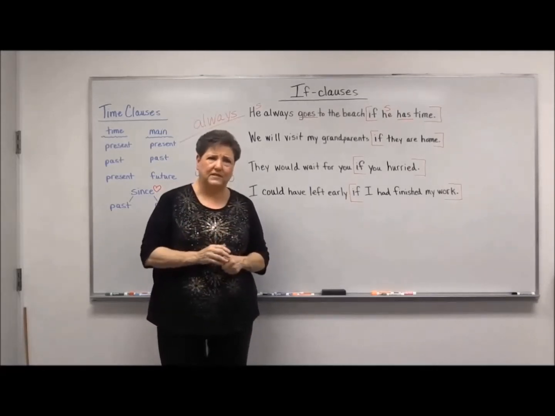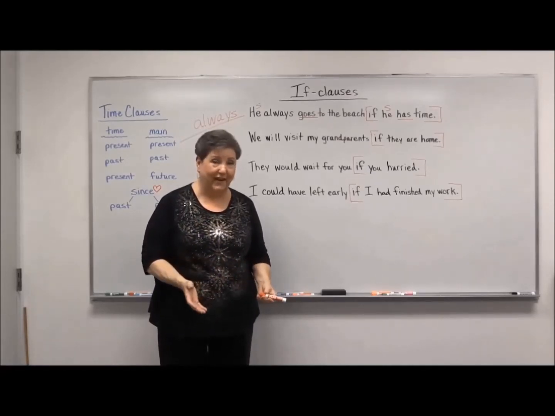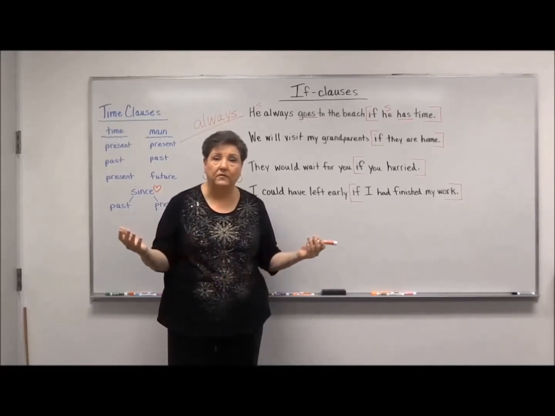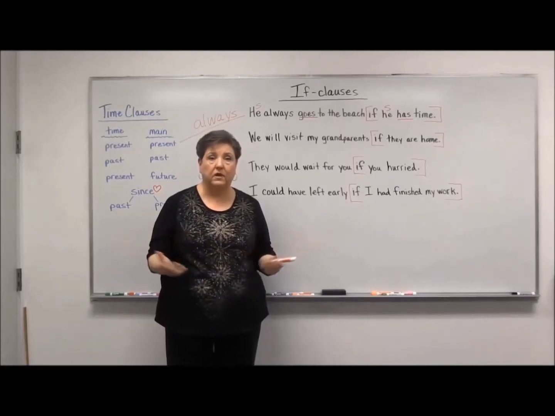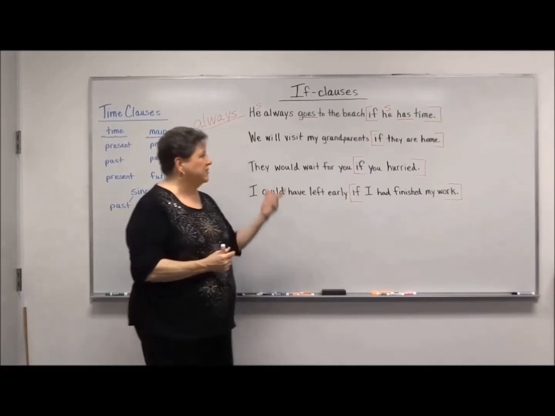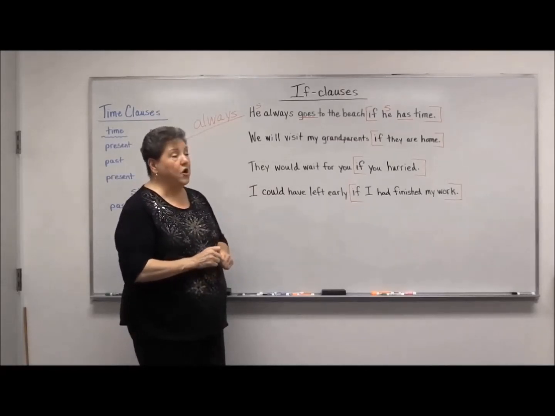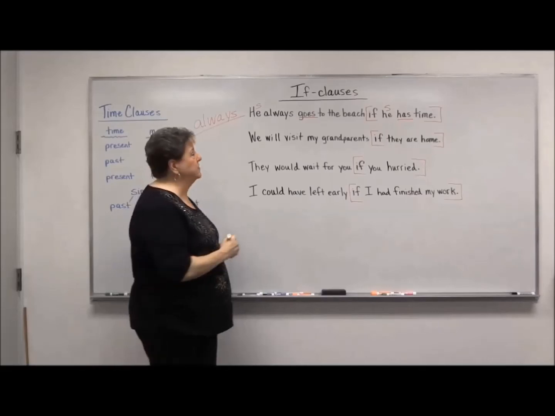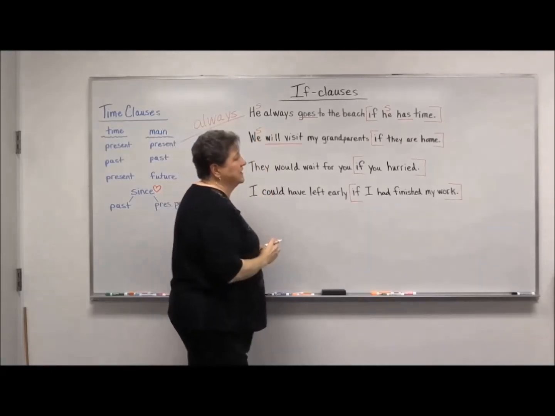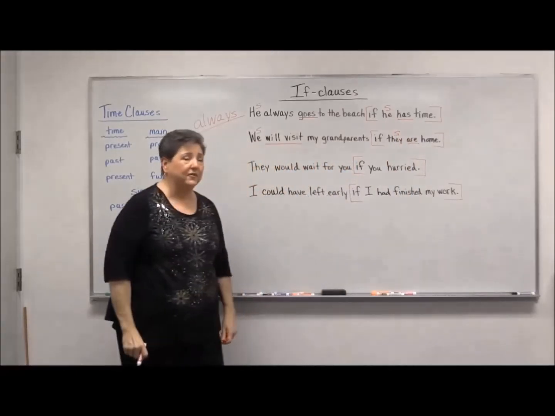Remember what the simple present tense means? You were surprised when I showed you the simple present tense doesn't mean now. Present progressive means now. The simple present tense means always. Something that's usually true. Well, that happens when you have two present tenses in these clauses too. Same meaning. So look at the second meaning. We will visit my grandparents if they are home. What's the first verb you see? Future. Who? We will visit. What's the second verb you see? Are. They are. What's the second rule?